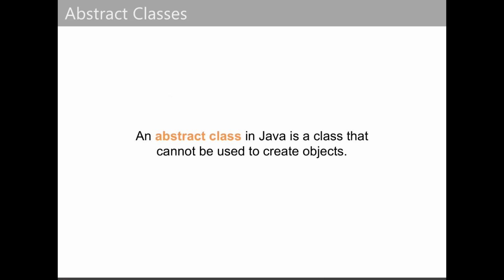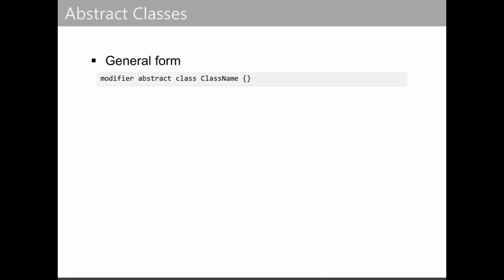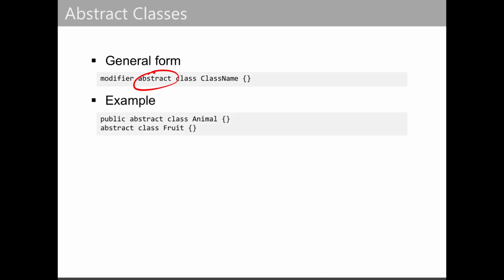But why have them? Abstract classes are meant to be incomplete blueprints. They can define behaviors and attributes that other more specific classes will inherit and complete. Here's the general syntax. Essentially, you just add the abstract keyword in between any visibility modifiers and the word class. So here are some practical examples.